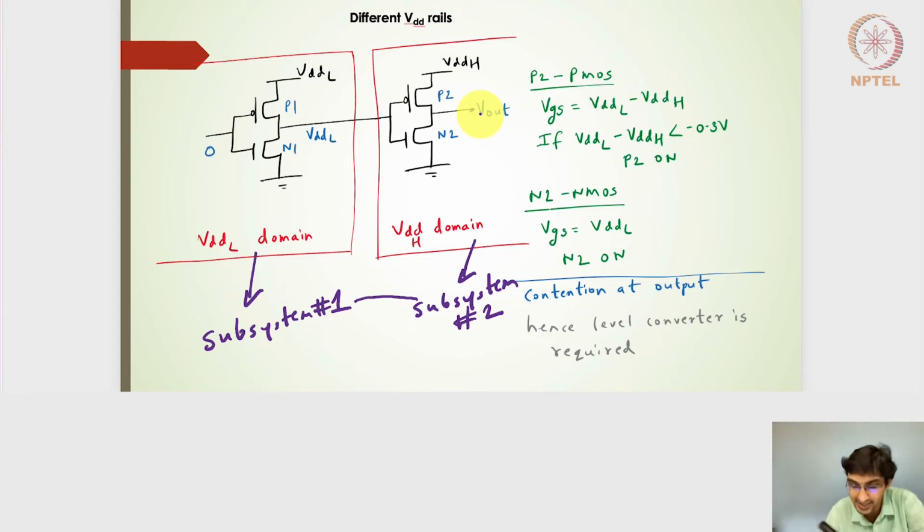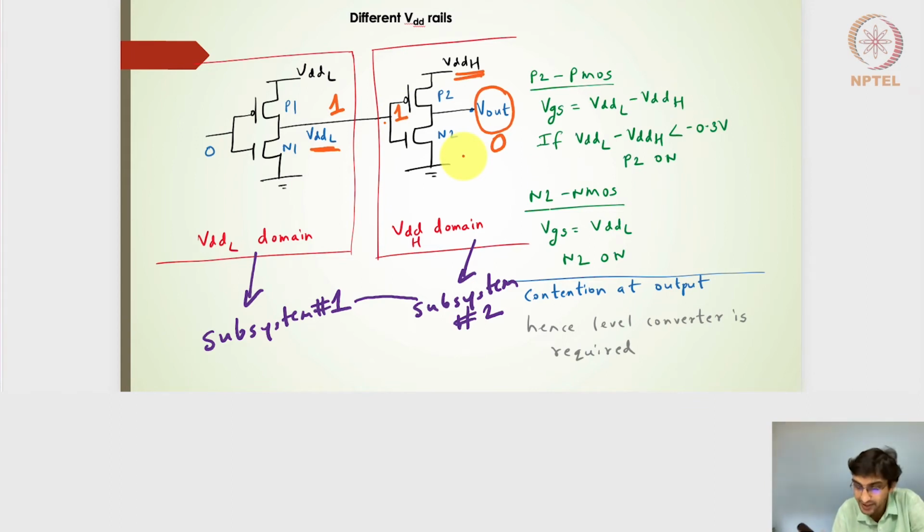Let's say I have a 0 at the input side of this inverter, and then the output I will have is Vdd-L. This output Vdd-L will be supplied as an input to the inverter designed in the higher rail voltage domain. So this is Vdd-L, and then this is Vdd-H. Vdd-L is what is expected from these two inverters as the output. So this is 0, this will be 1 here, and then this is supplied as a 1 here, and then this should be 0.